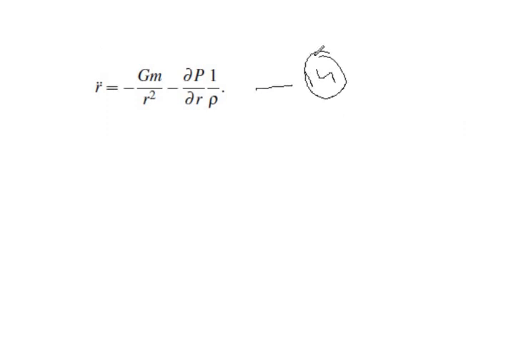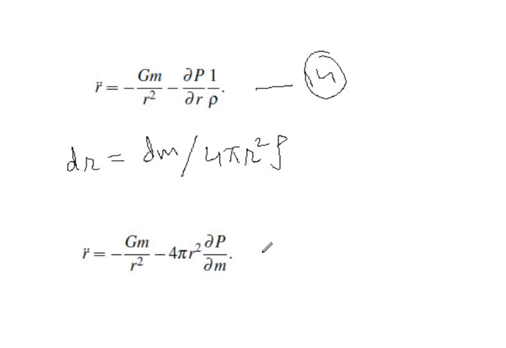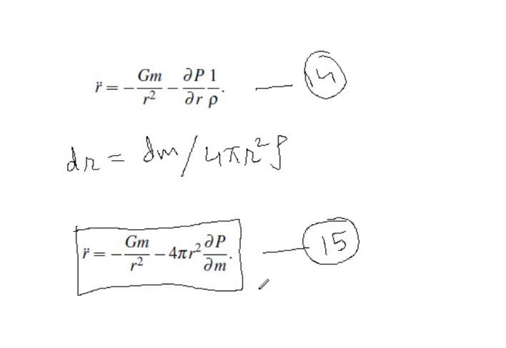Equation number 14. Now let me again do some change. Since we prefer to write everything in terms of m rather than r, we have to do this change. However, do note that dr is dm divided by 4 pi r square into rho, and so if we incorporate this, we will have a similar equation, but in terms of del m, and this is equation 15. This important equation is also known as the equation of motion.